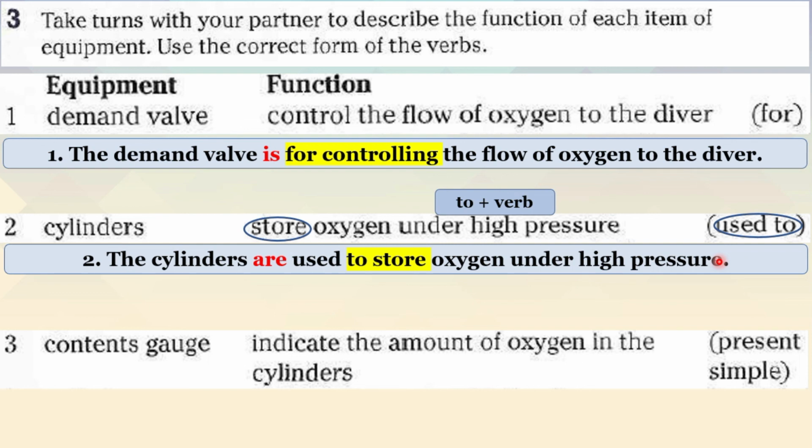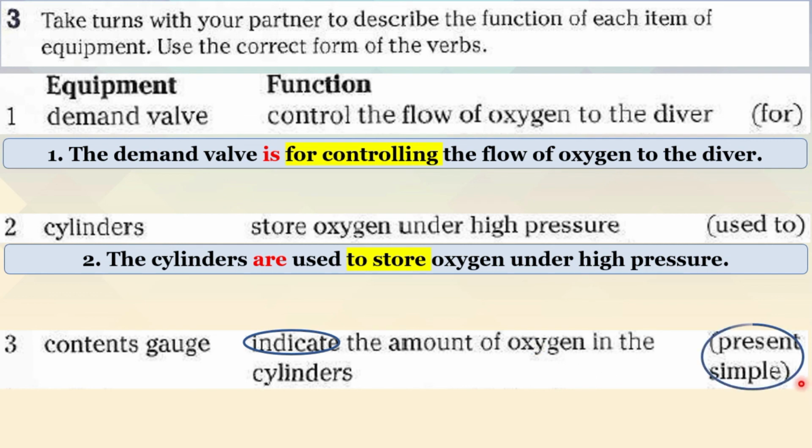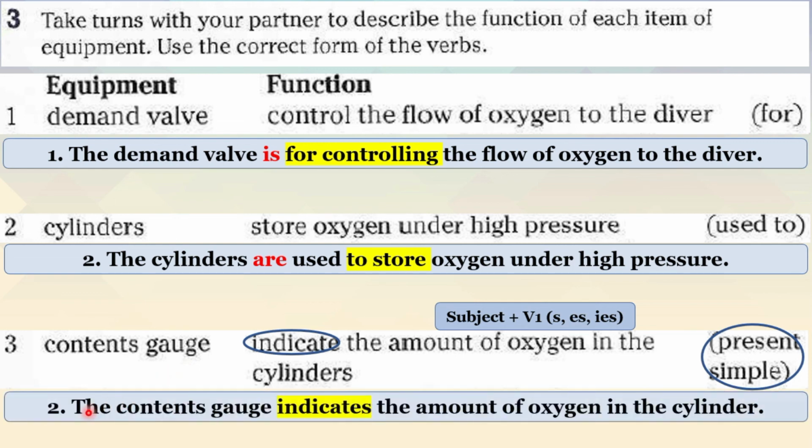Moving on to our last task. Our verb is indicate, and we're going to use the present simple to describe the function of the equipment. So the structure of the present simple is subject plus verb, either with s, es, or ies. Since the subject contents gauge is singular, we have the contents gauge indicates the amount of oxygen in the cylinder. So if the subject is singular, you add s to the verb.